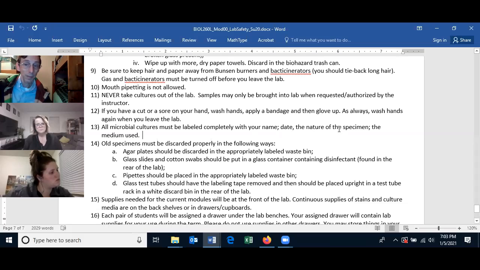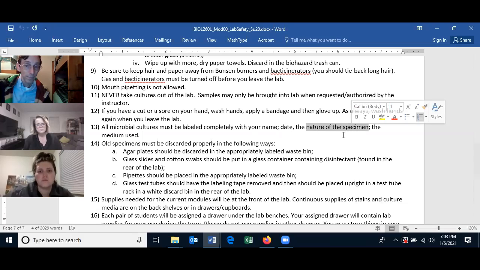When you know what the species is, write the species name, like E. coli. When it's something that you don't know what it is, like a plate that you've exposed to air, put on air exposure, something like that. So you're saying what the specimen is.